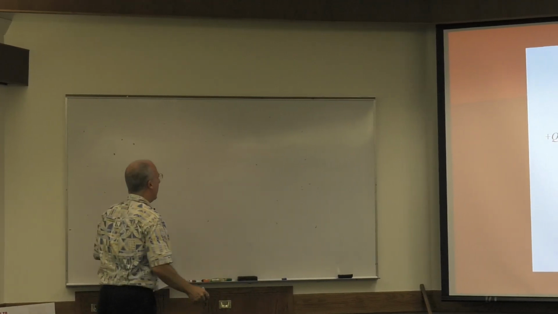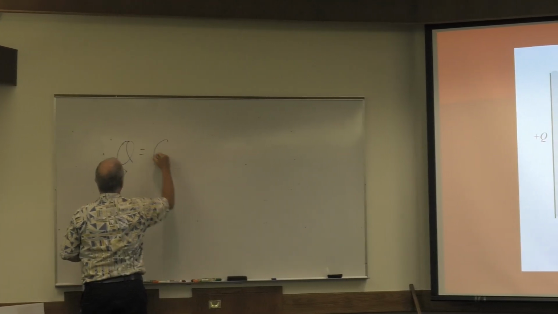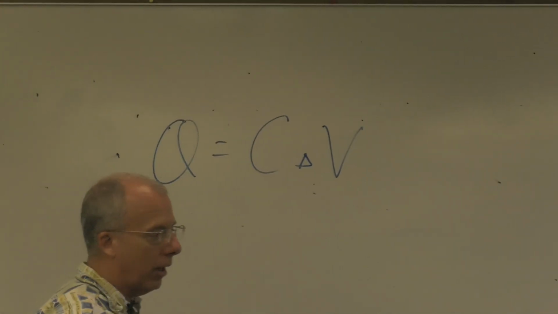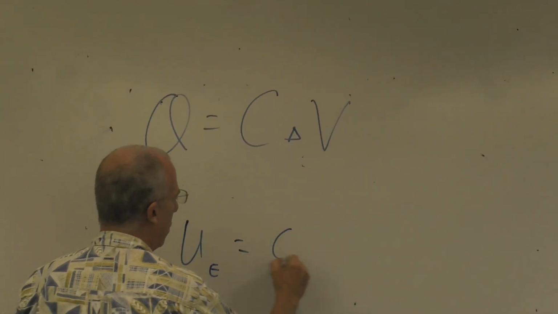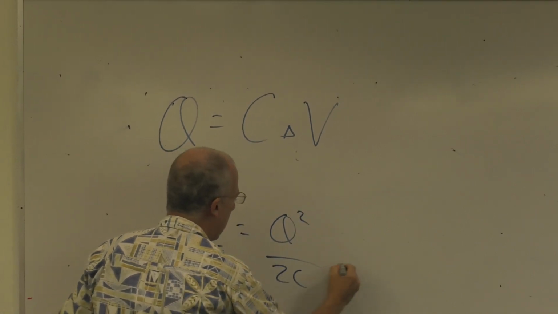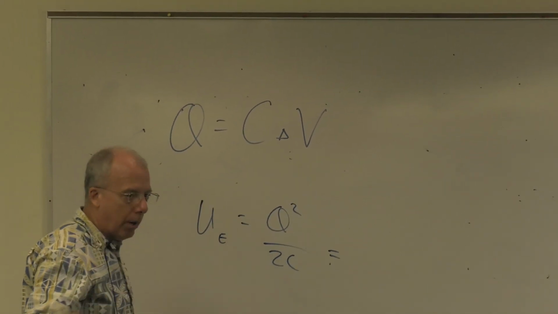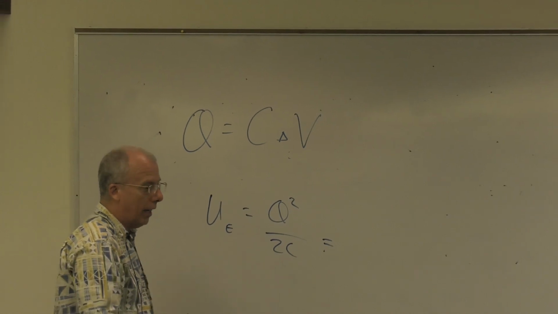Okay, what's F equals ma? Q equals C delta V, right? That's F equals ma for a capacitor. So the equation is U_E equals Q squared over 2C. And that might be good for your problem if they give you the Q. But if they don't give you the Q, you have to substitute.